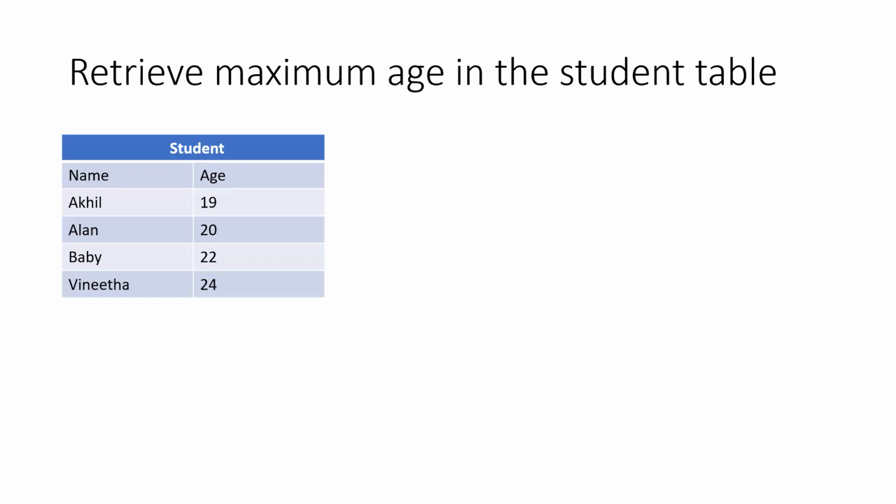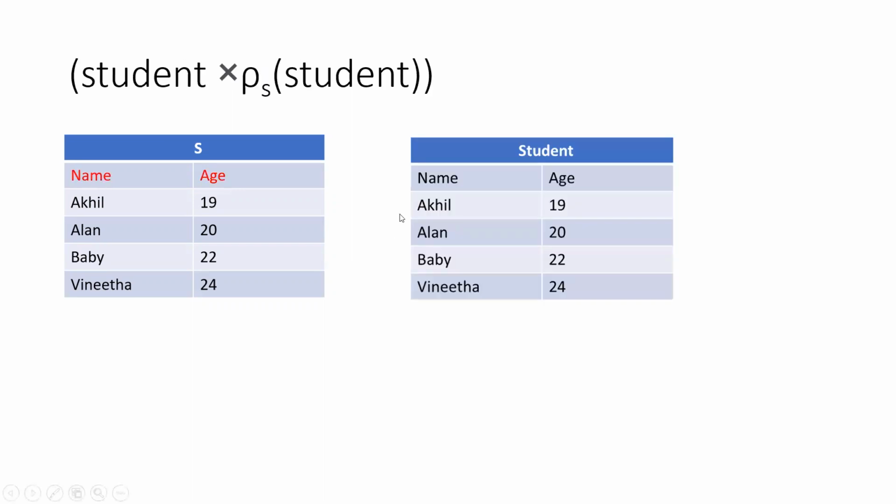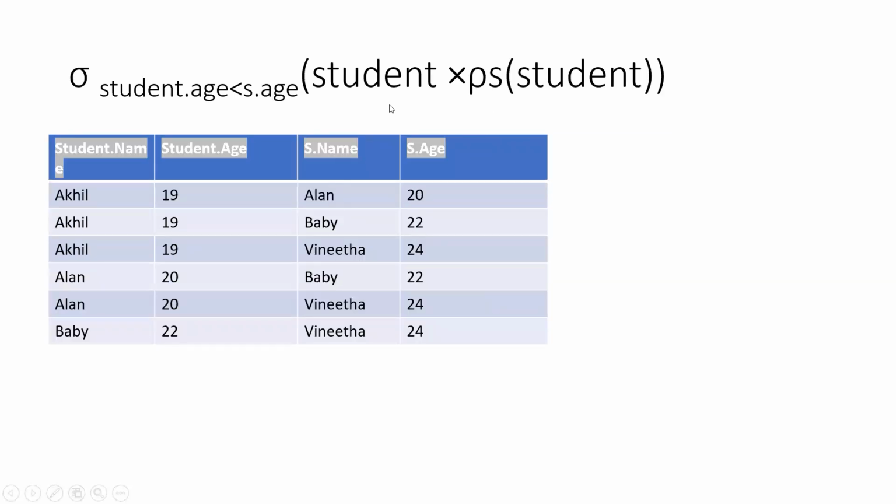The idea is that first we rename the student table as S, or any name, and then we take the cross product of the student and the newly created student S. So we have two tables, S and student, and we take the cross product and apply the selection condition, that is student.age < S.age.